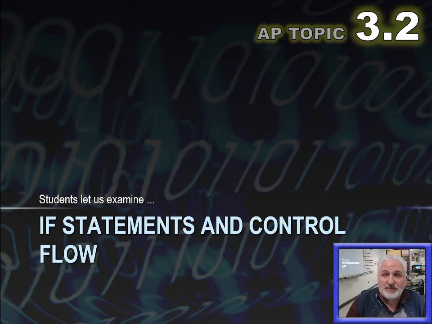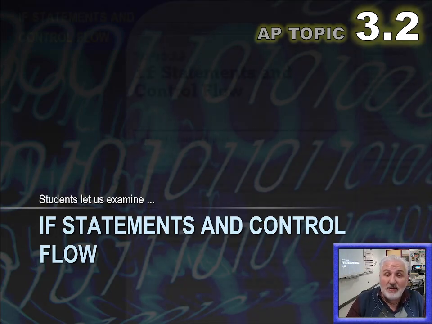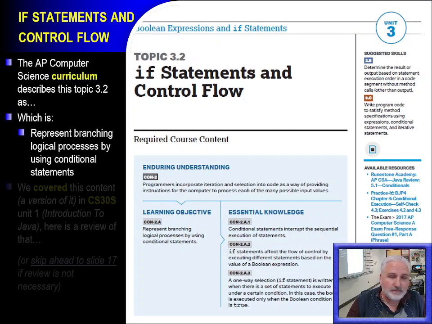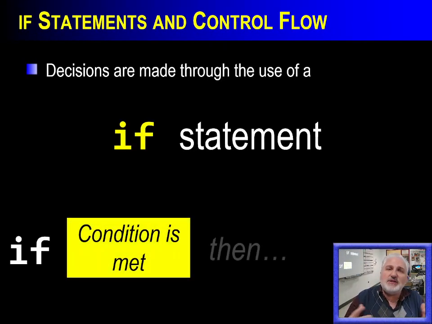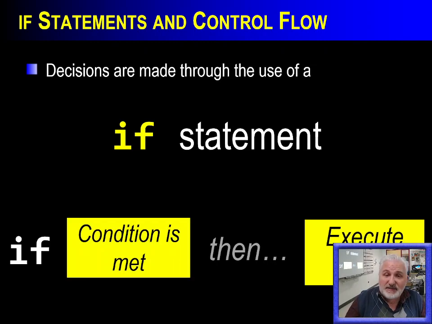All right, moving on to topic 3.2, the if statement and controlling the flow of a program. So in this section, the AP curriculum describes it as representing branching. Branching is controlling which way a program flows by logical processes using conditional statements. We covered this both in an entire unit in the 20S course and in the introductory unit of the 30S course. So decisions are made through the use of the if statement.